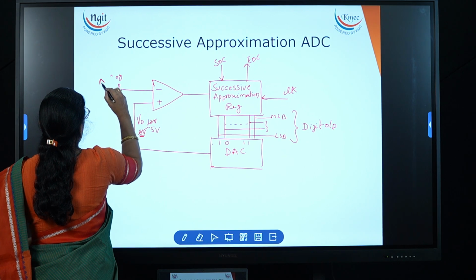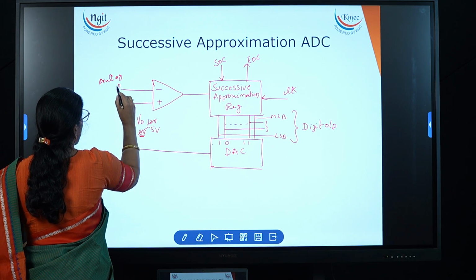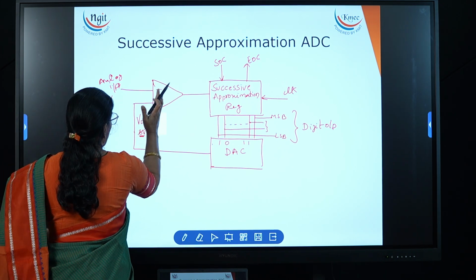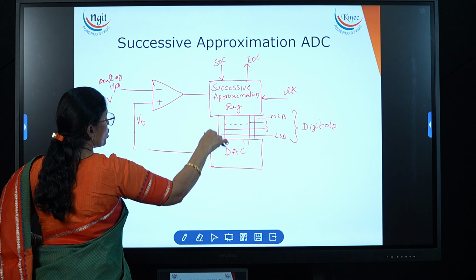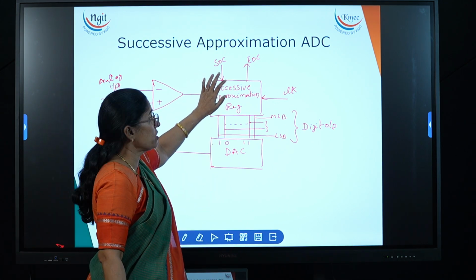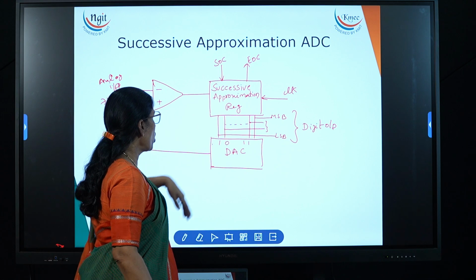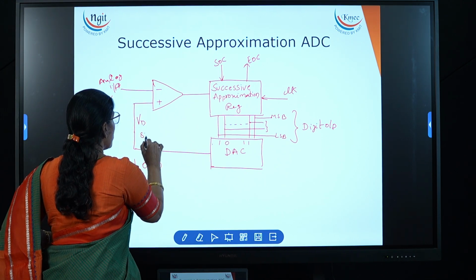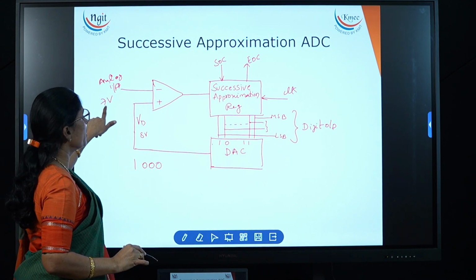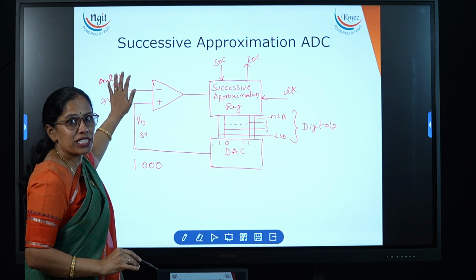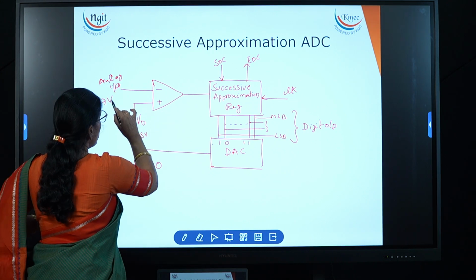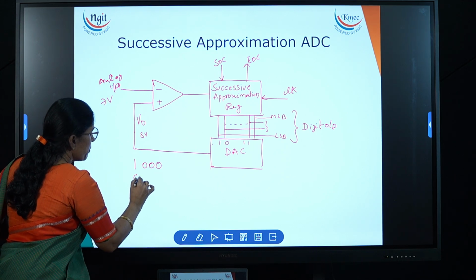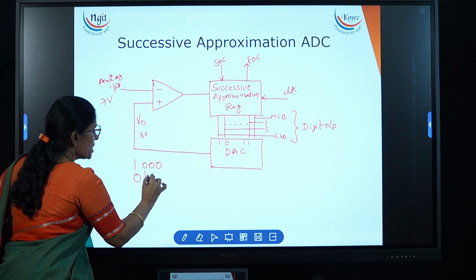Now if my analog input is 7 volts, then at the beginning, when we switch it on and the start conversion signal is given, for the first clock pulse it will set the MSB bit to 1. So 1 0 0 is nothing but 8 volts. Now this 8 volts is compared with this 7 volts. Now the input voltage is less, so the successive approximation register will reset the MSB bit and set the next bit to 1.